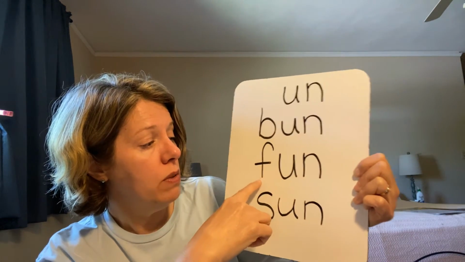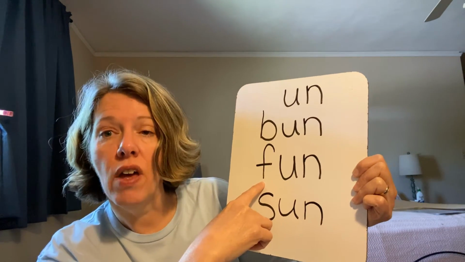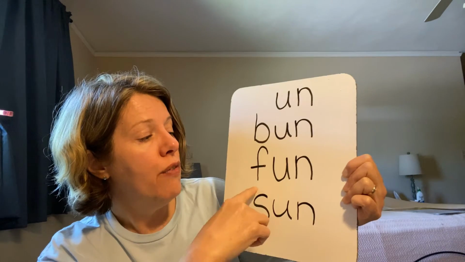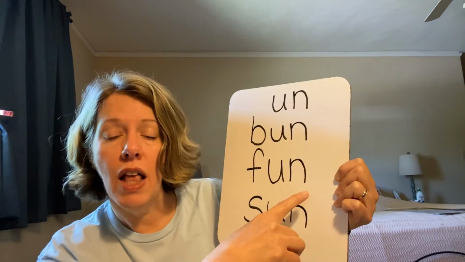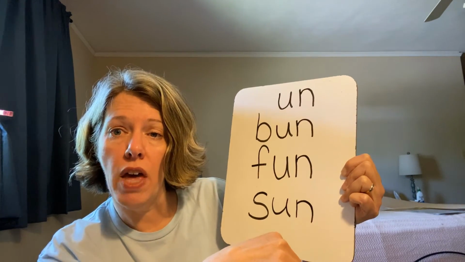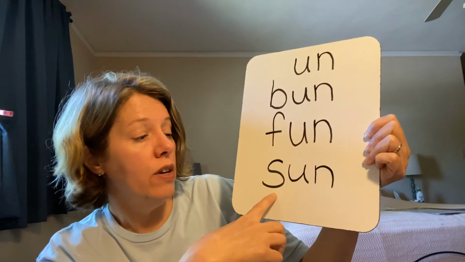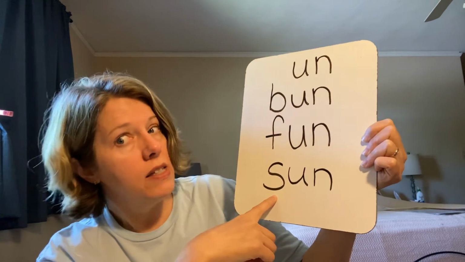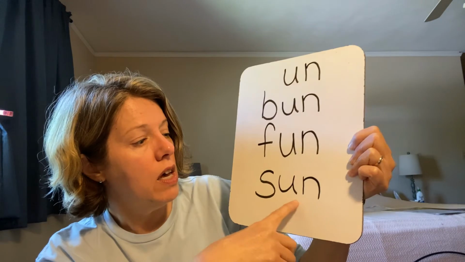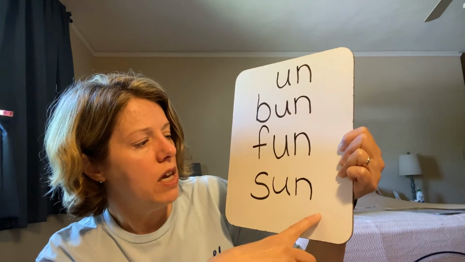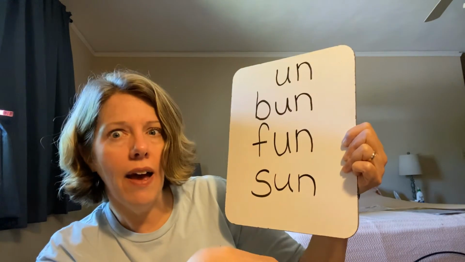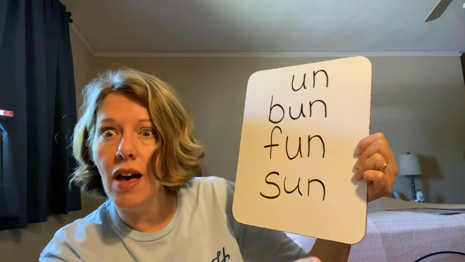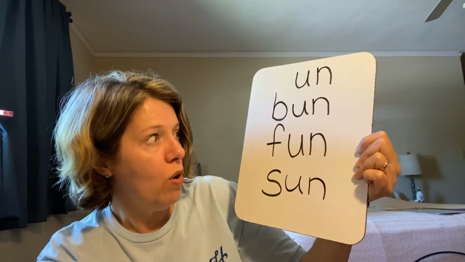All right, let's do this one. F says un, fun. Like I had fun yesterday. Fun. All right, and here's the S. It says sun, sun. Like I had fun in the sun. Hey, that's pretty cool. Sun.